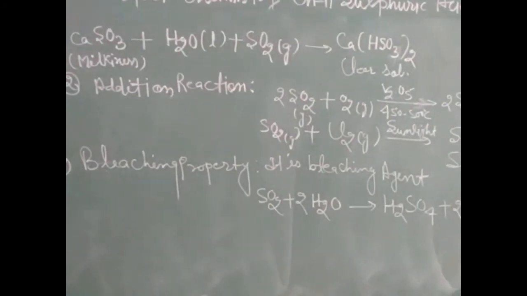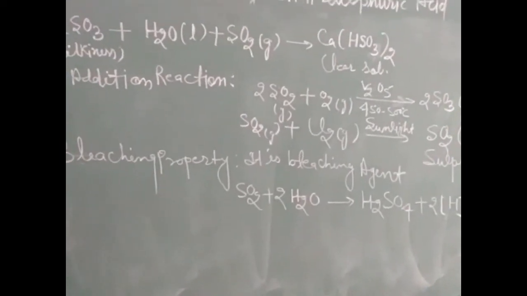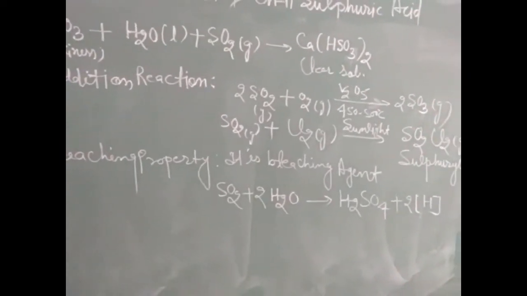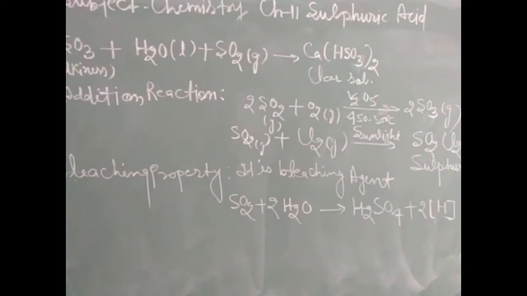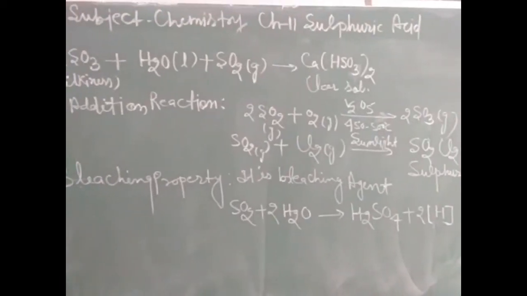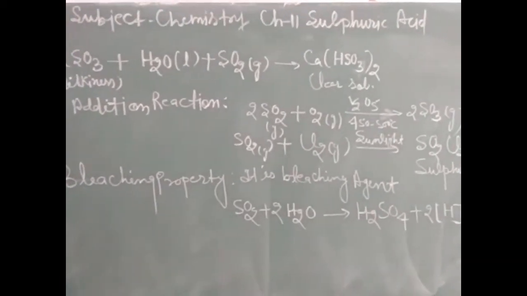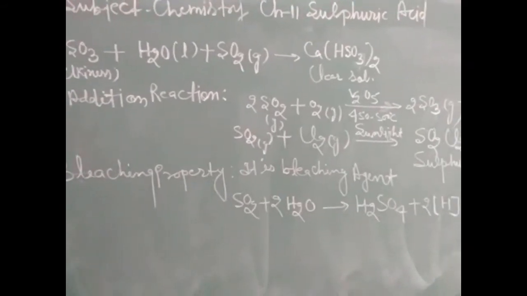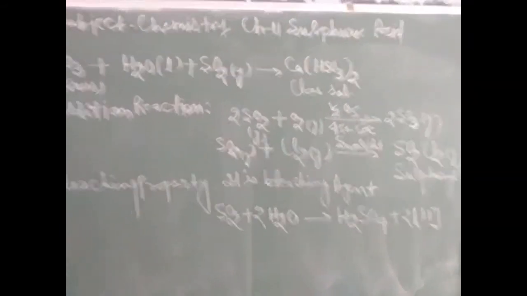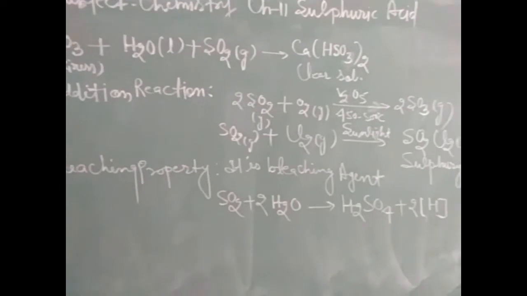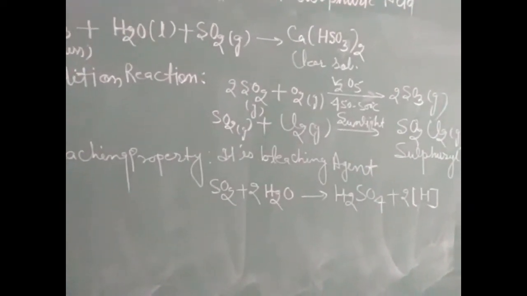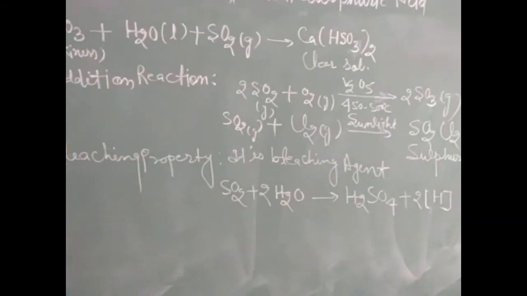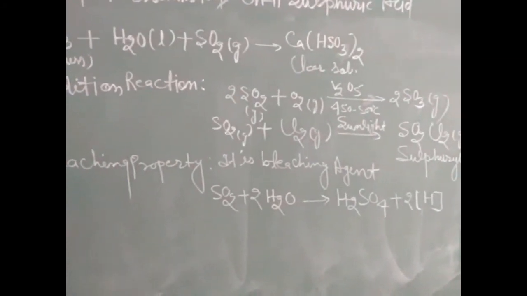Now dear students, we will discuss the special type of reaction called bleaching property. As we know, sulfur dioxide acts as a bleaching agent, meaning it bleaches or decolorizes the color of vegetables or any organic matter containing particular color that is mixed for doing adulteration. We know that sulfur dioxide gas decolorizes only in the presence of moisture.